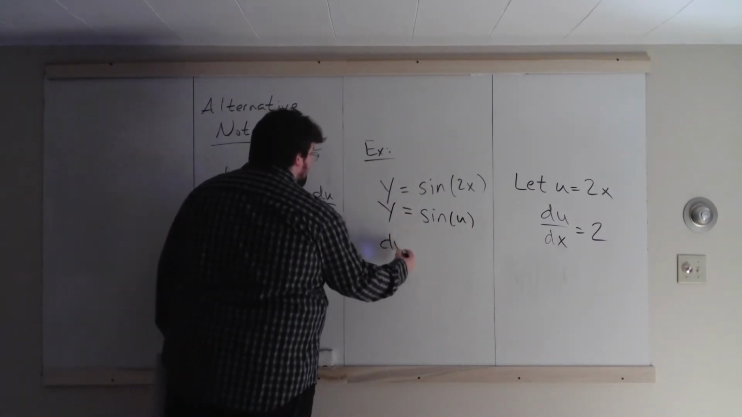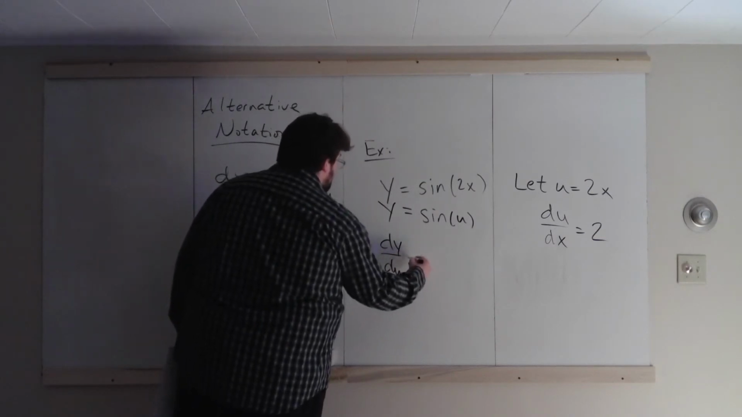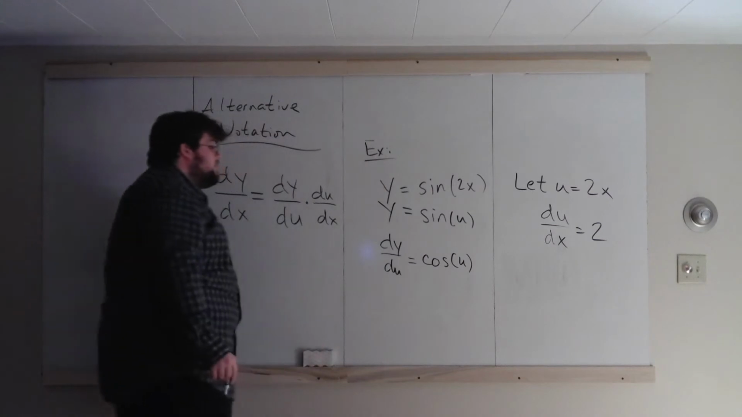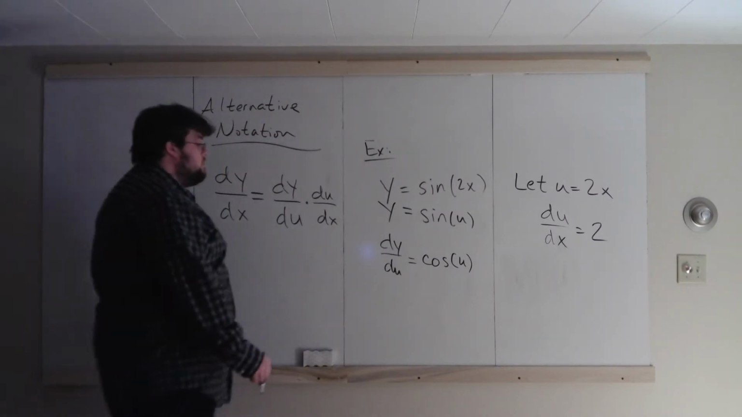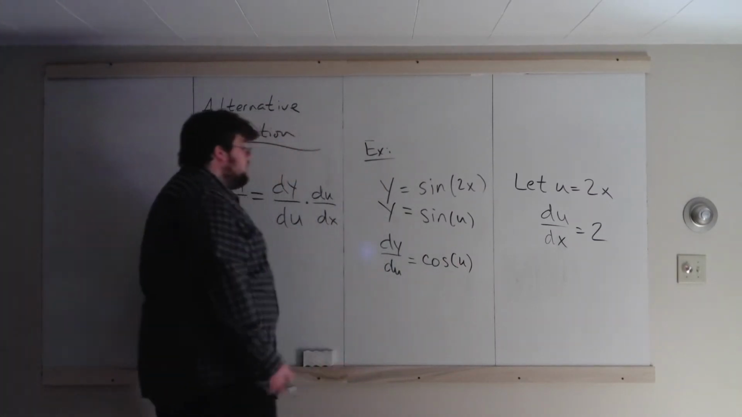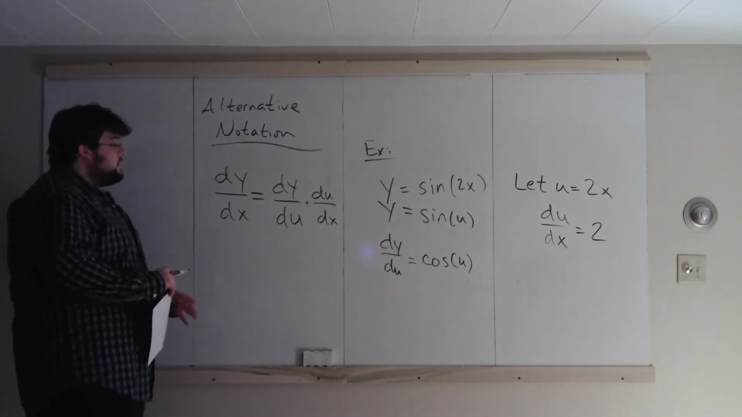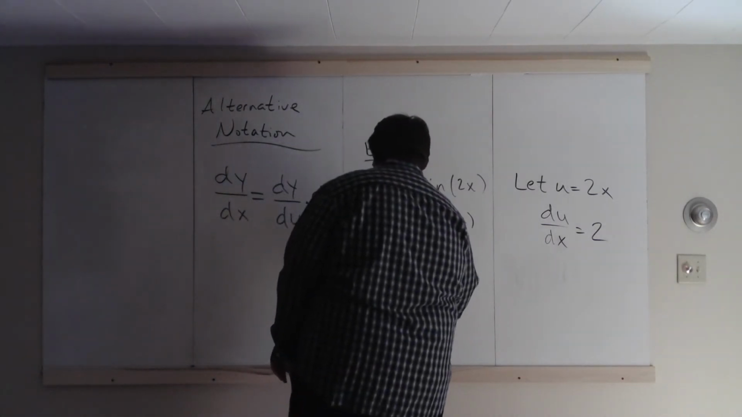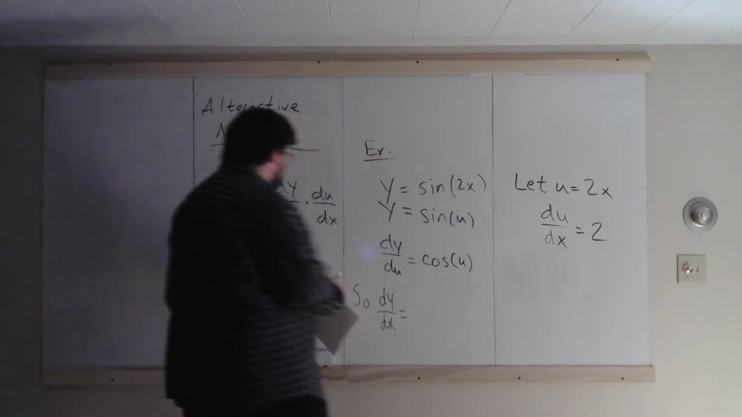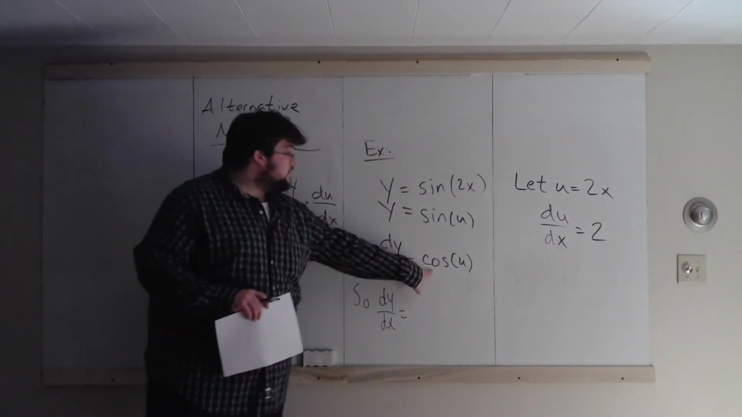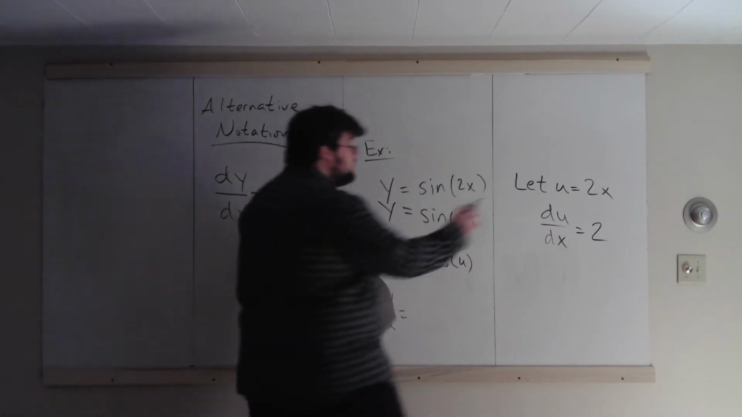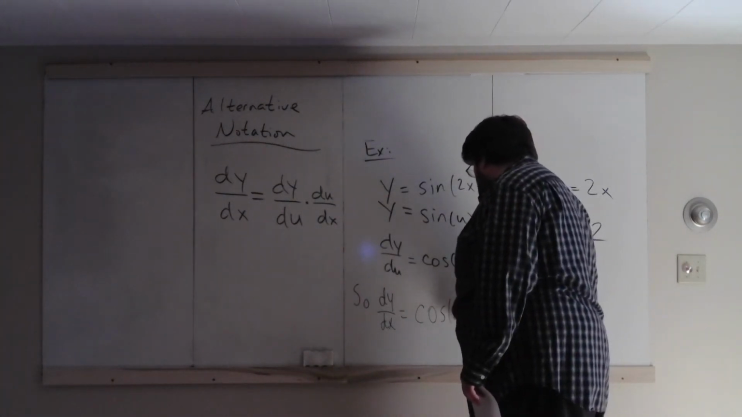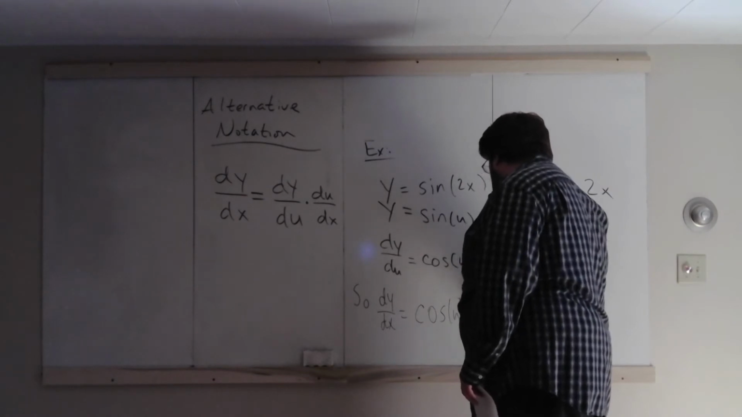So dy du, our variable is now u. The derivative of sine of u with respect to u is just cosine of u. So now if we want dy dx, dy dx is dy du, cosine of u, times du dx, times 2, equals cosine of u times 2.